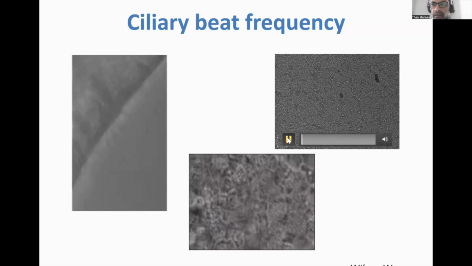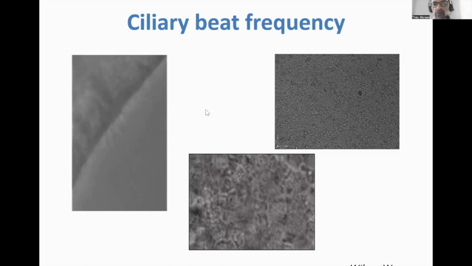But even here, I just want to show you when we look under the microscope, the cells are there and they just move the debris around. So these are a nice model system for studying airways.